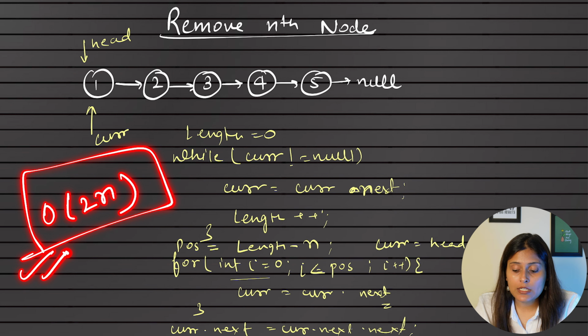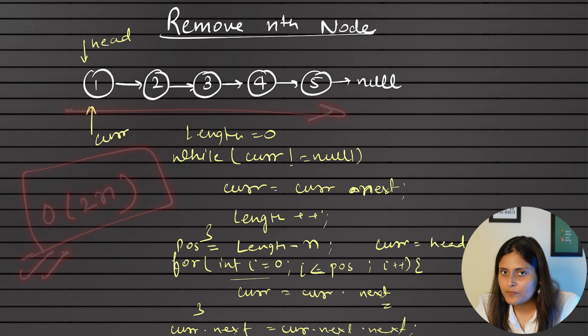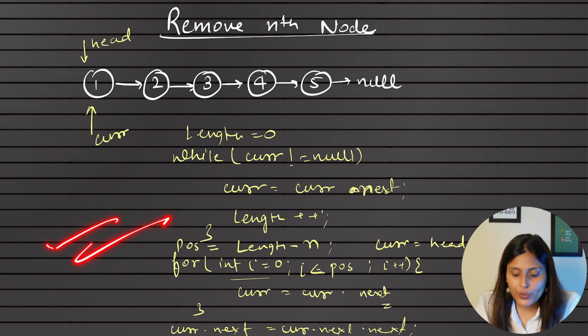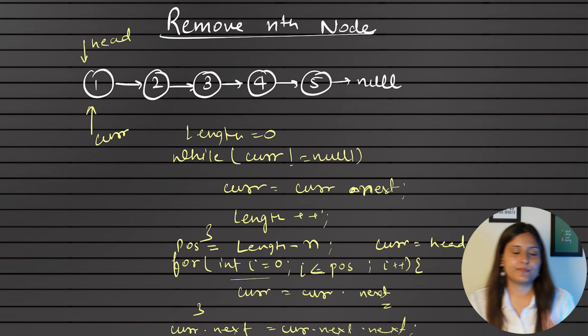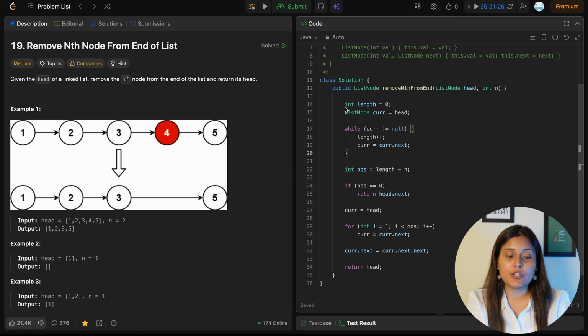Can we do this in just one iteration? Is it possible? Yes, it is possible. But before doing that, let me show you the code for this. Okay, so I have already written the code for you. Initialize the length and current, and until current is null, keep calculating the length. So this while loop is to calculate length. Now calculate the position as length minus n.